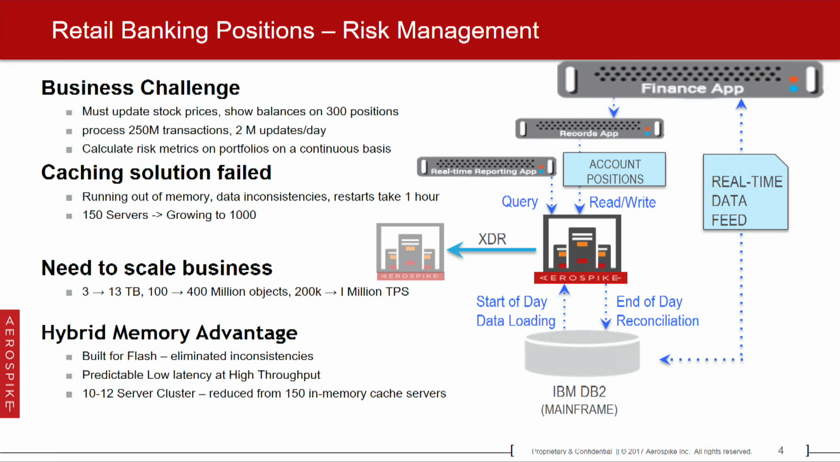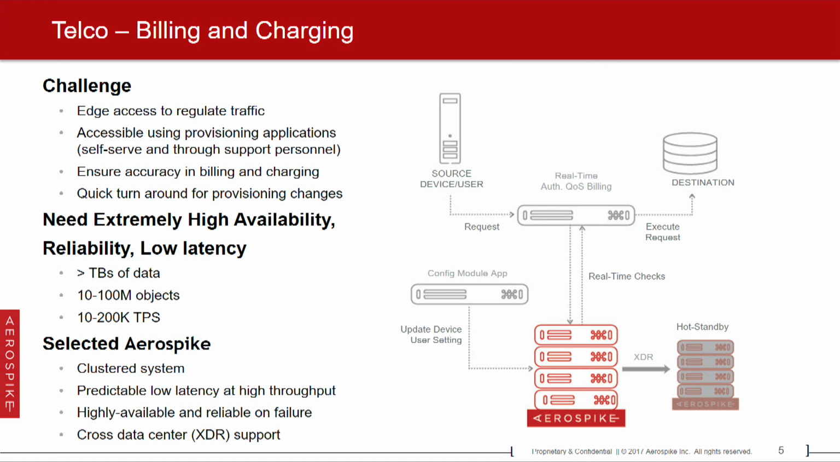Once again, here there was a problem with caching. They were running 150 servers of cache, growing to 1,000. It ended up having to scale 6x. That's the 1,000. So they eventually ended up with a 10 to 12 server cluster of Aerospike in this case.